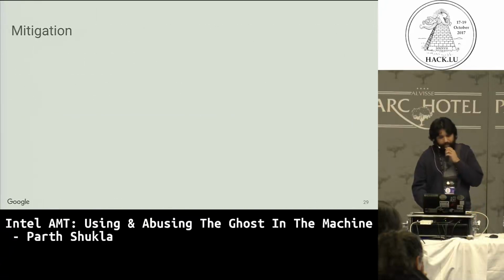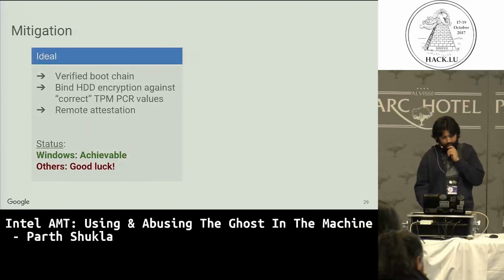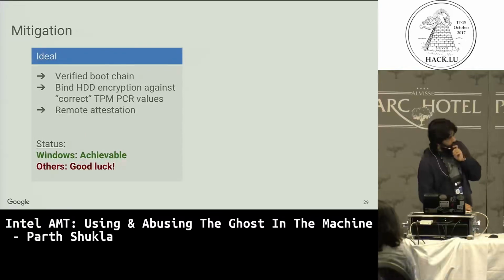Okay, what about mitigations? So this is the ideal mitigation. Have a verified boot chain. This way you can't replace the bootloader with a malicious bootloader because the machine just won't boot anymore, or the hard drive won't decrypt your password anymore, so you just can't boot. Perfect. For Windows, this is doable because secure boot is supported and BitLocker is available. It's about setting it up correctly though. I don't know how well that's done.